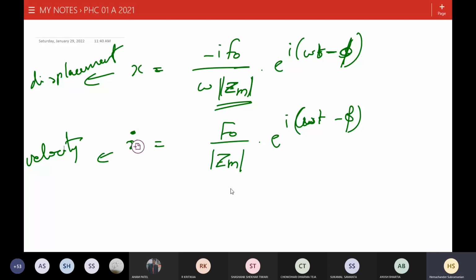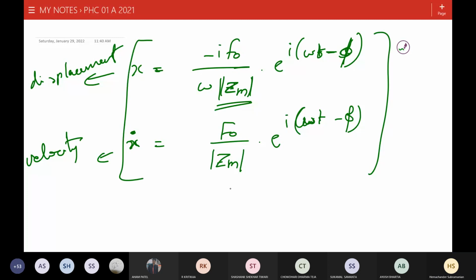So we need to understand these two equations. The first thing you notice is that between velocity and displacement, there is a minus i. So displacement lags velocity by pi by 2. Can I say that? Do you understand why? Because those are vectors lagging in a complex plane, sir. No, physically, in the sense of physics, why is that? Not mathematically.